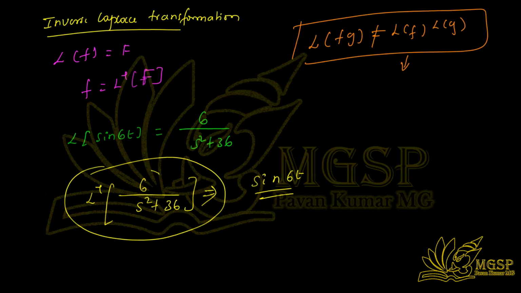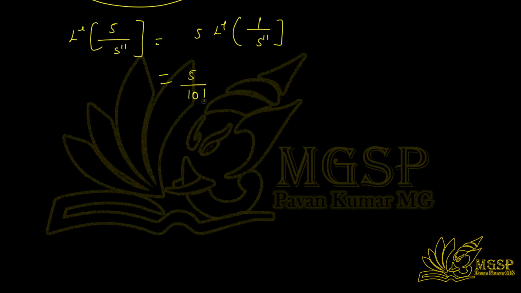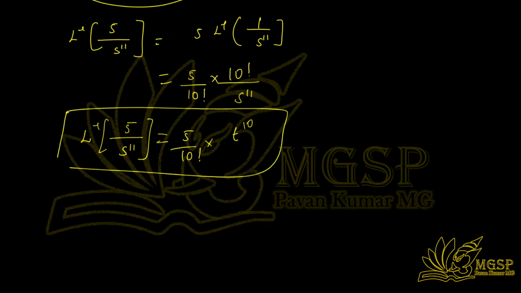Okay, we will see one more example: Laplace inverse of 5 divided by s power 11. You can take 5 common out, applying the linear property of Laplace transform, leaving 1 divided by s power 11. Since there is 11, multiply by 10 factorial on both sides. I have given the general formula: 10 factorial gives t power 10. So Laplace inverse of 5 over s power 11 is equal to this. Here t power n corresponds to n factorial divided by s power n plus 1.